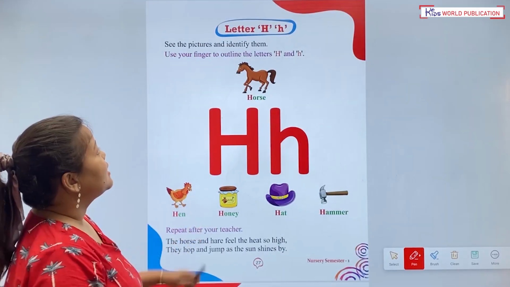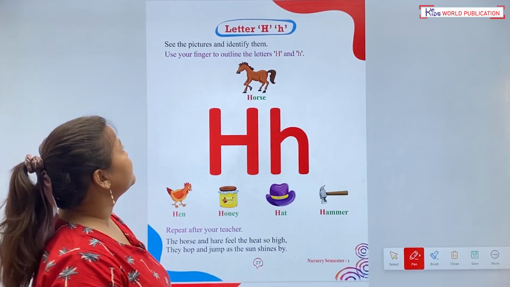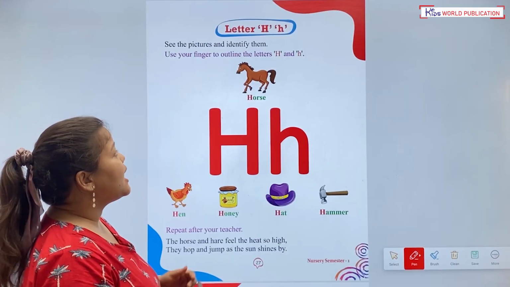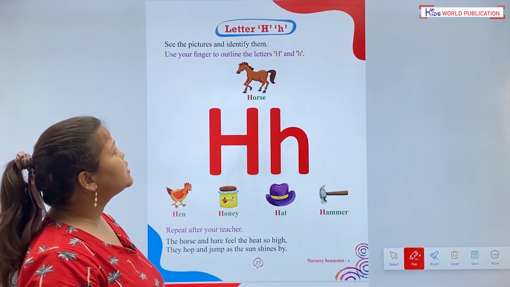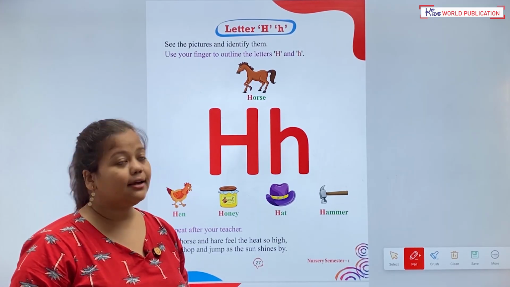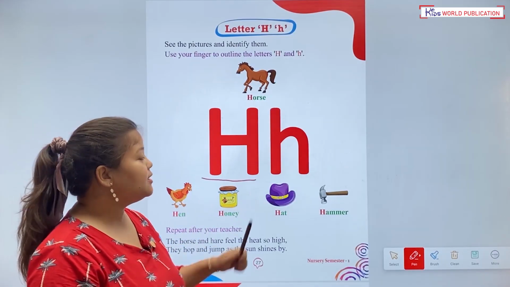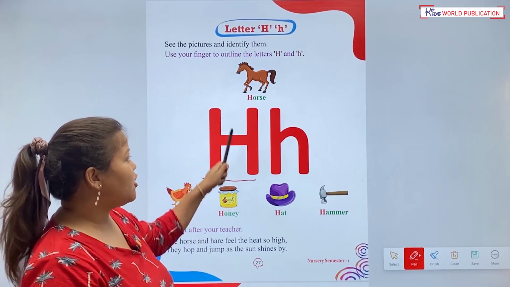Like this. Letter H, her. See the pictures and identify them. Use your finger to outline the letter H and her. This is the letter H, her. H for horse.